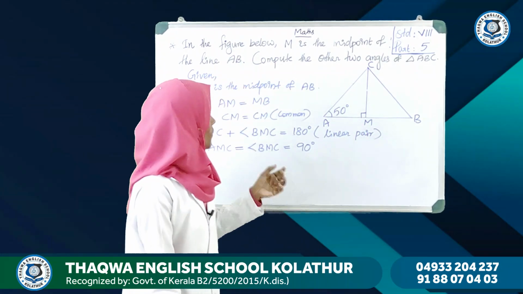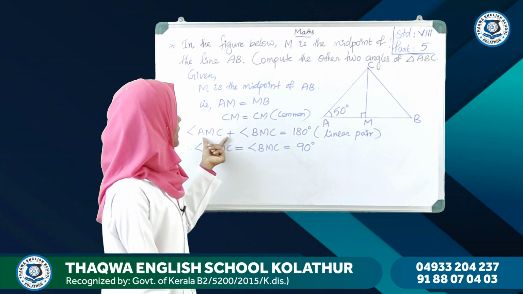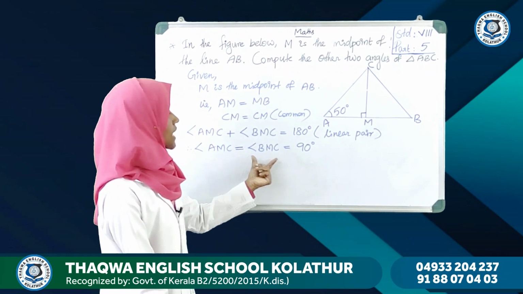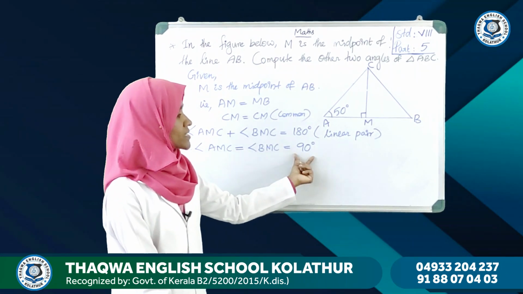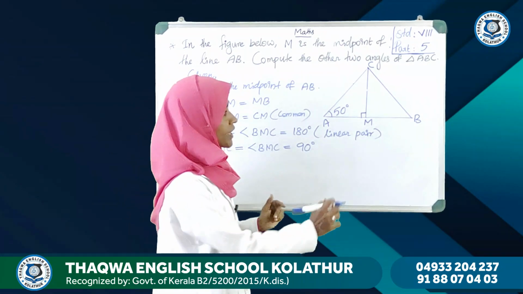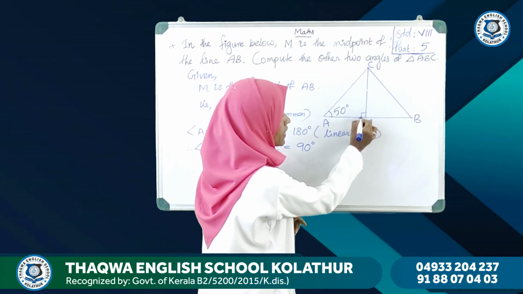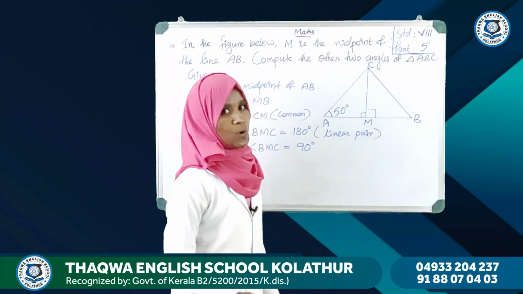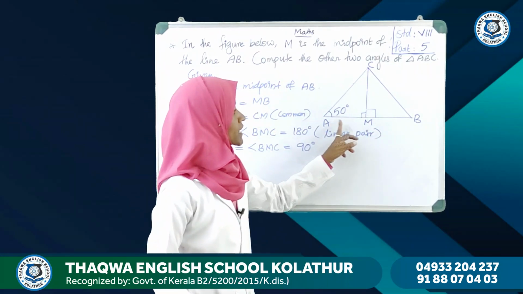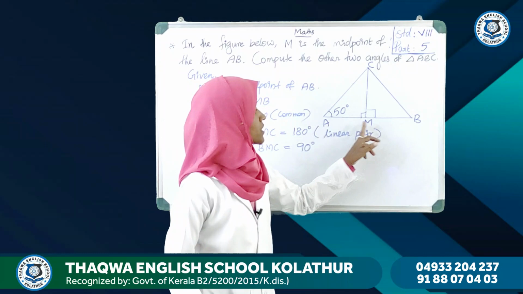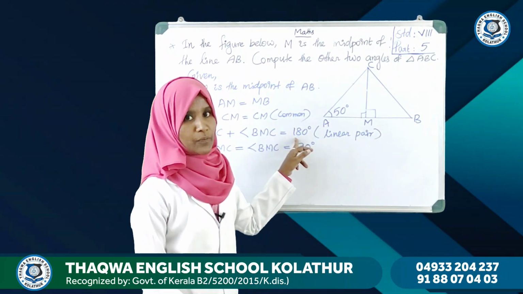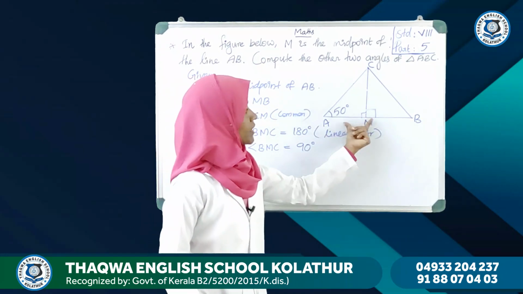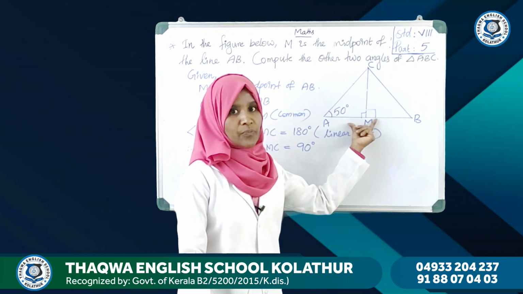Then angle AMC equals angle BMC equals 90 degree. Why? Here you have given 90 degree. So this angle is also 90 degree. Sum of the angles AMC and BMC is 180 degree. Okay. So what do we get from this?